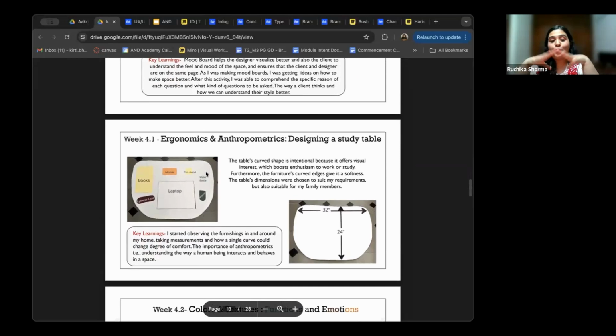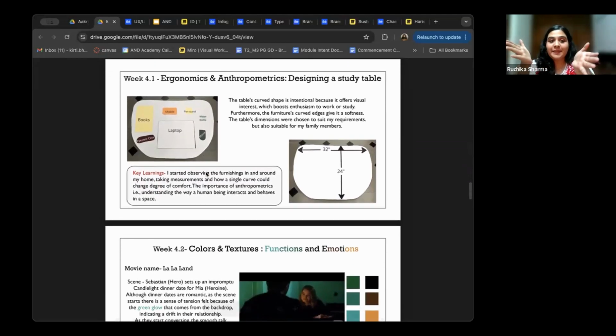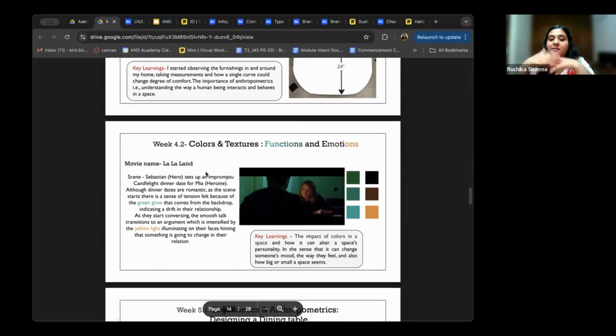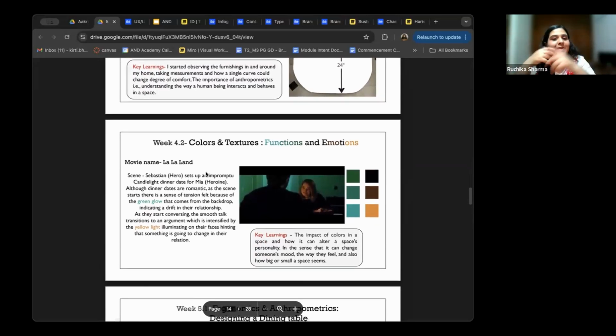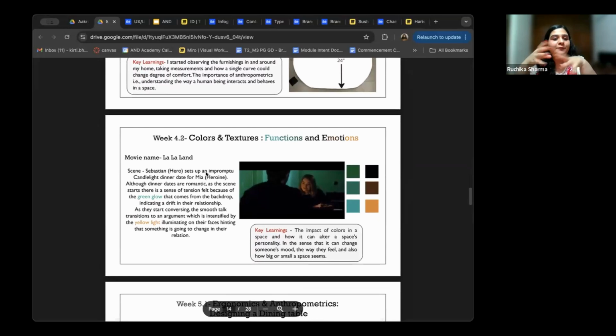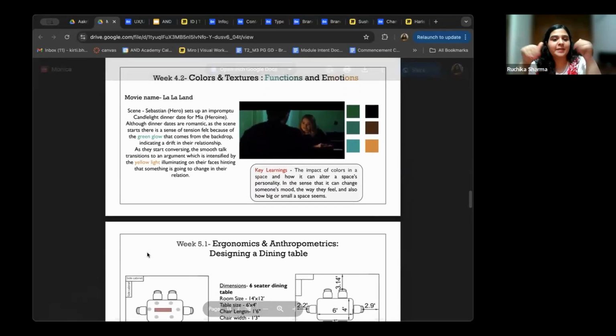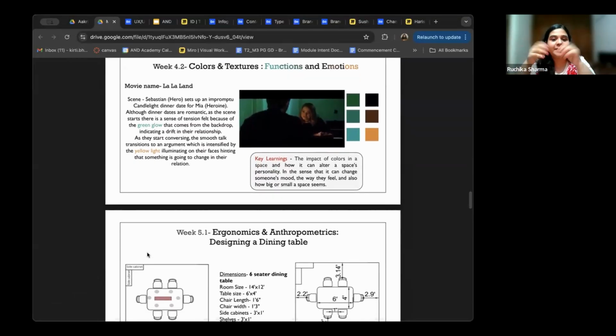Then they move on to a very important aspect of interior design, which is ergonomics and anthropometrics, which is dealing with the human body, the size of the human body, and how things have been designed. So we sit on a chair every day, we use a table every day, we use pens every day, glasses every day, but we never really realize how important it is for these things to be the right size for us. So that is also one thing that they study, so they can design spaces effectively.